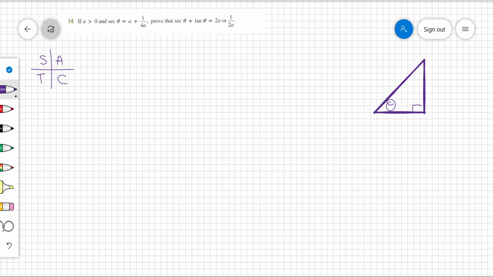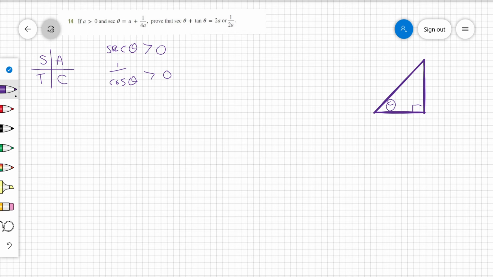All right, let's have a look at question 14. So we're told that a is positive, and we're told that sec theta is a plus 1 over 4a. So clearly sec theta has to be a positive plus a positive, which is a positive. So really this is telling us that sec theta is positive. Now sec theta, remember, is the reciprocal of cos theta. So we know that cos theta has to be positive.